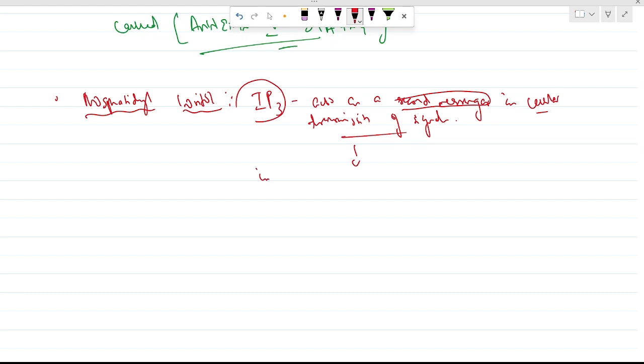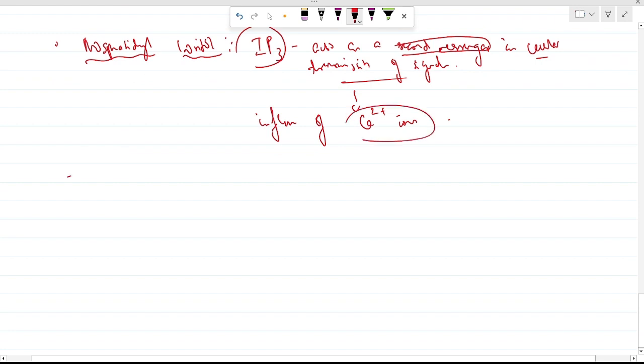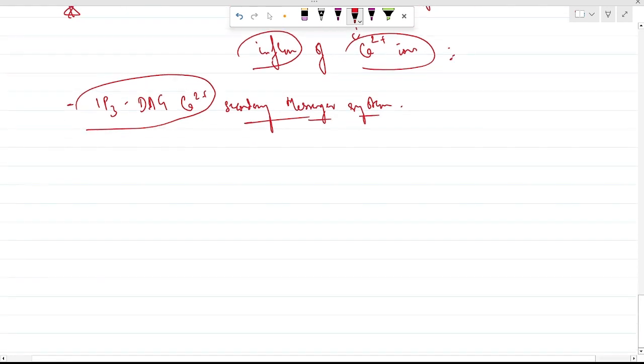Its major function is to cause influx of calcium ions. This IP3 causes influx of calcium ions, so this is called the IP3-DAG calcium secondary messenger system. So the most important purpose of this phosphatidylinositol is the IP3-DAG calcium secondary messenger system. It acts as a second messenger which causes influx of calcium ions.